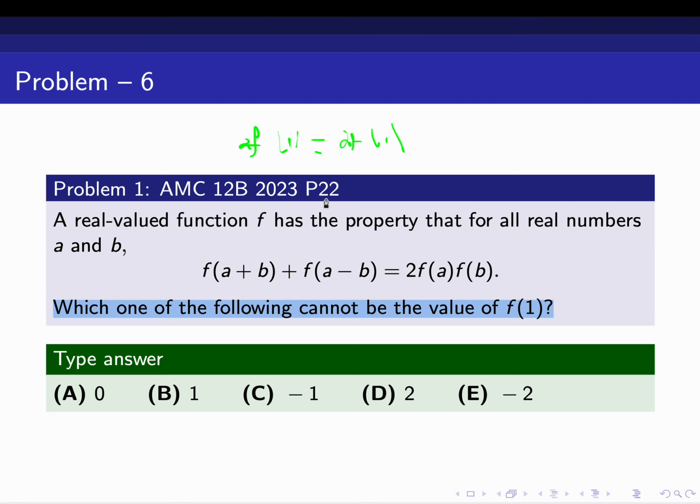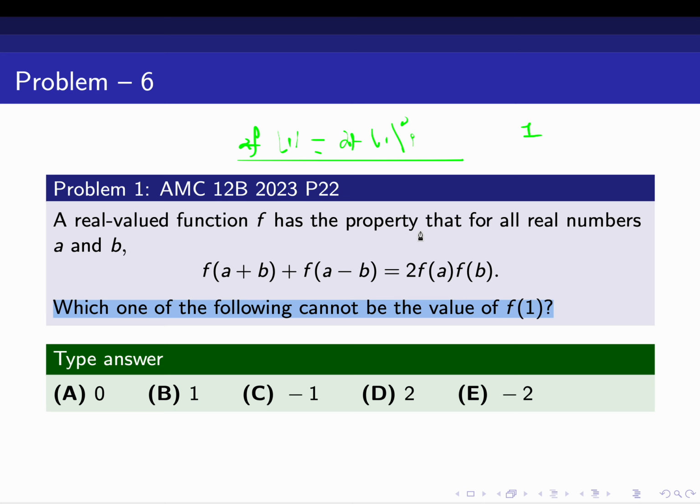I guess here what we can essentially do is give a substitution. So let's say a is 1 and b is 0. Then we have 2f(1) equals 2f(1) squared, 2f(1)f(0). But then we just simply multiply by some constant, and then 2f(0), we can divide both sides by 2f(1), meaning that there's some constant. The constant left here is 1.